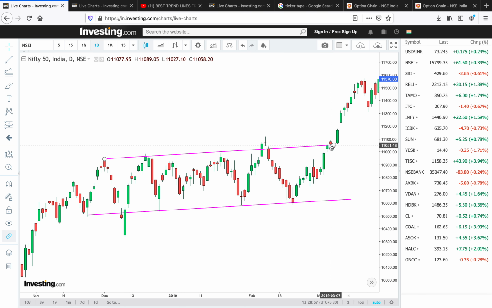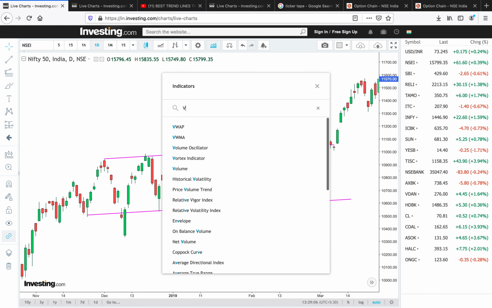Now something most important in these zones: how will you buy and sell? I've told you to buy at point number 5 and point number 6, but the most important thing that you must do is monitor the volumes.